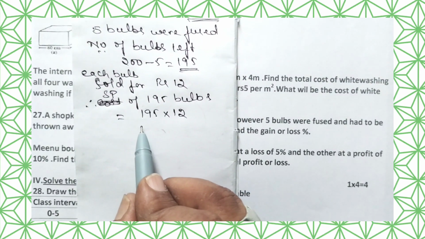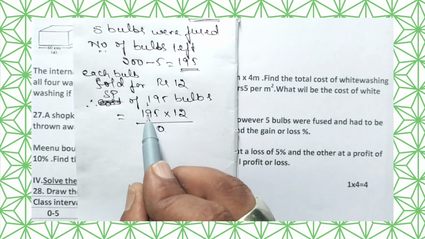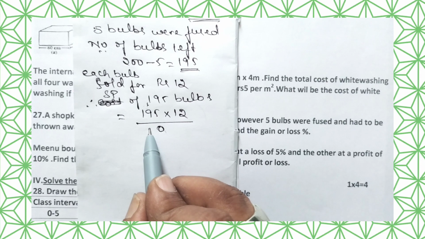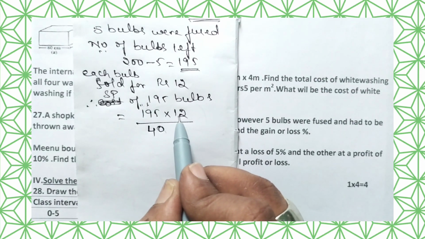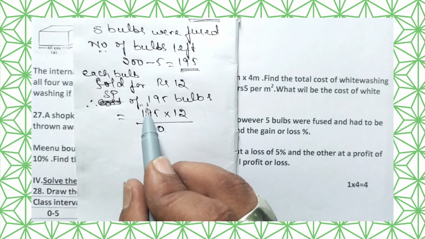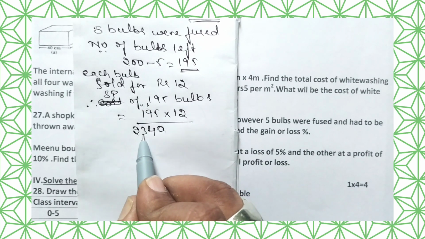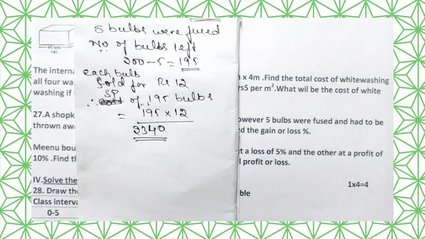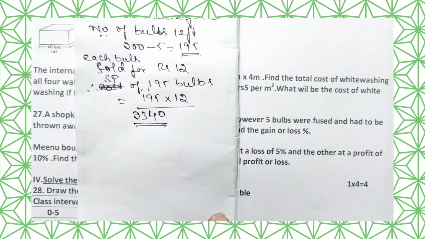So how much will it become? 12 5s are 60, 0 and 6 carry, 12 9s are 108, 108 plus 6 is 114, 4 and 11 carry, then 12 ones are 12, 12 plus 11 will become 23. So the selling price of 195 bulbs at rupees 12 is 2340 rupees.